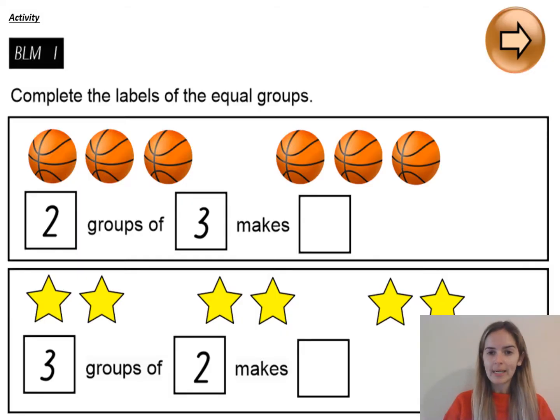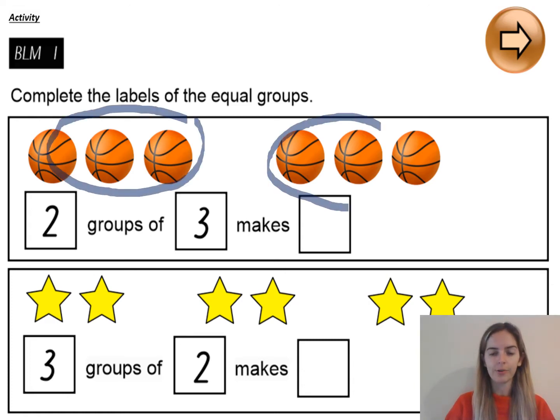Now we're going to practice making equal groups. Now here I have 2 groups of basketballs. Okay, so here's one group and here's another group. And in each group I have 3. Let's just double check that. 1, 2, 3. 1, 2, 3.